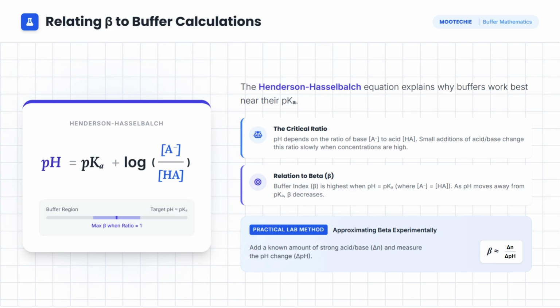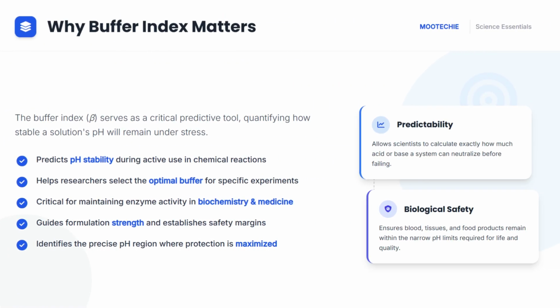A practical lab method for approximating beta involves adding a known amount of strong acid or base, delta N, and measuring the resulting pH change, delta pH. So maximum beta occurs when the ratio is 1:1. Why does the buffer index matter so much?